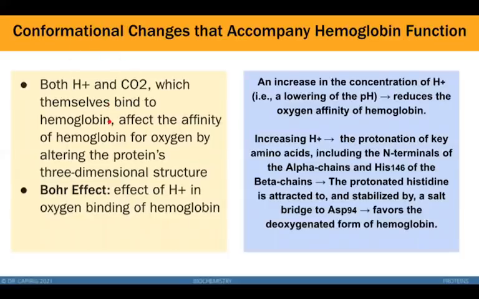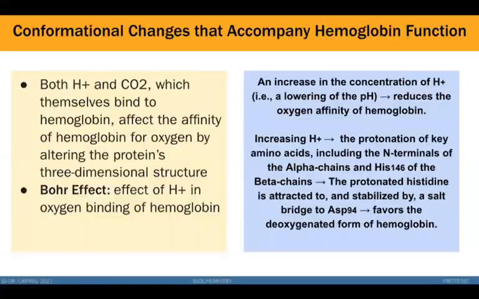Okay? We have also conformational changes that accompany hemoglobin function. Both hydrogen and carbon dioxide, which themselves bind to hemoglobin, affect the affinity of hemoglobin for oxygen by altering the protein's three-dimensional structure. So we have what we call the Bohr effect. This Bohr effect is the effect of hydrogen ions on the oxygen binding of hemoglobin.